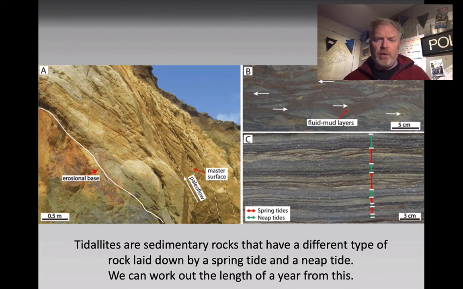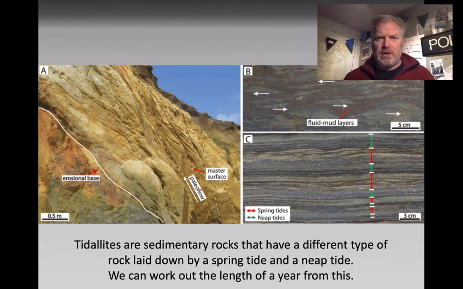The evidence comes from a peculiar type of rock called a tidalite. Now we don't need to worry too much about tidalites, but these are sedimentary rocks that are deposited on a cycle that goes with the spring and neap tides. From that we can work out the length of a year, and particularly the number of days within that year.